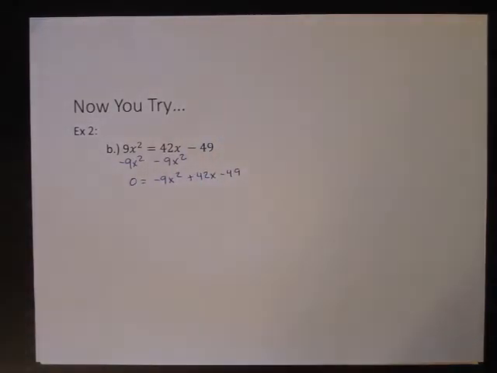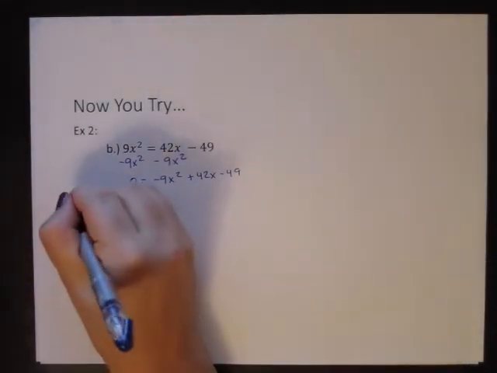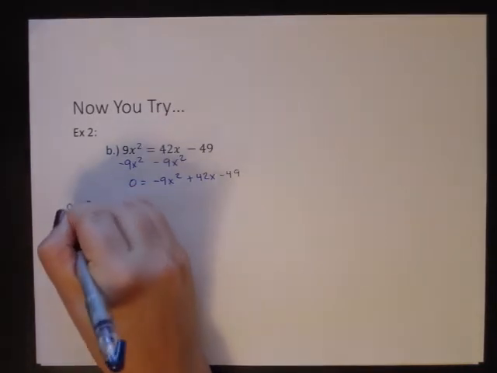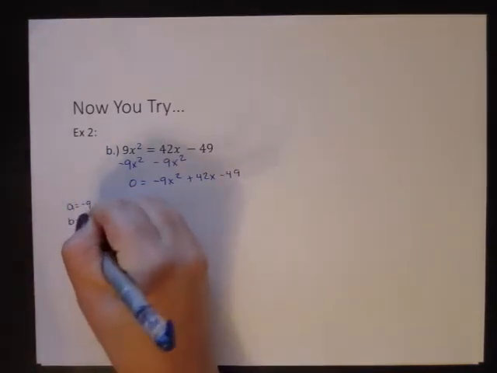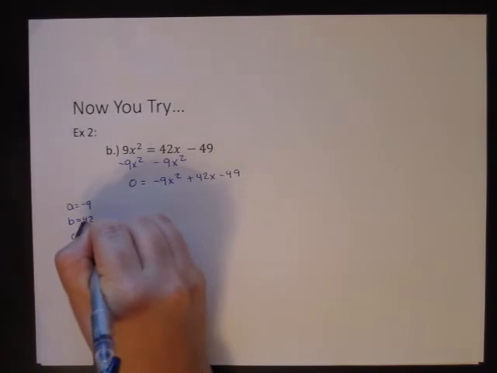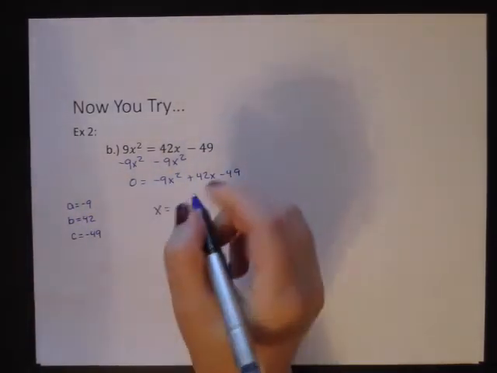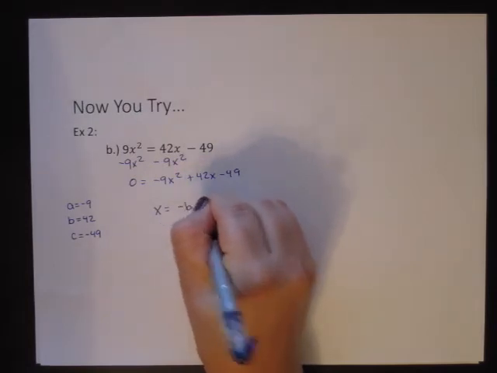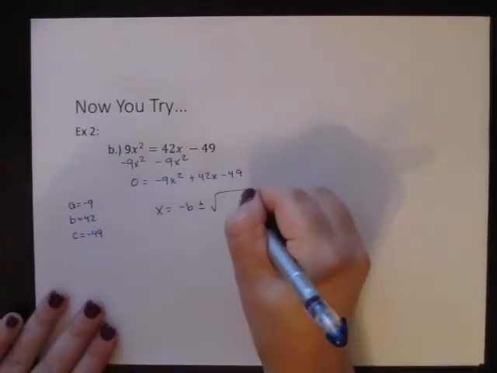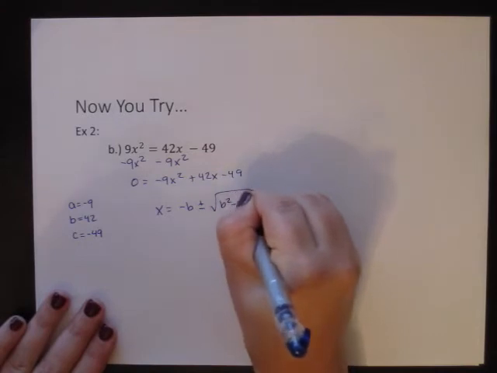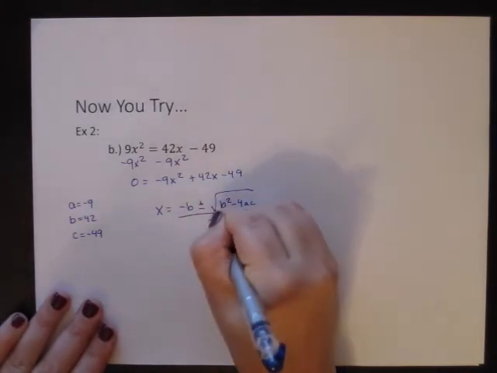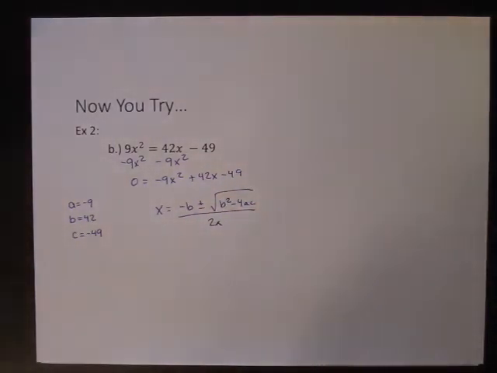Okay, so pause it, do your ABCs, and go through the process. Okay, my A equals negative 9, my B equals 42, my C equals negative 49. X equals negative b plus or minus the square root of b squared minus 4ac all over 2a. Remember, if you don't write your formula, I'm going to take half off, so please make sure that you write it.